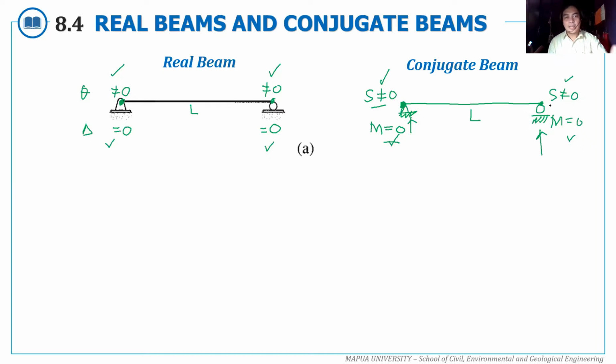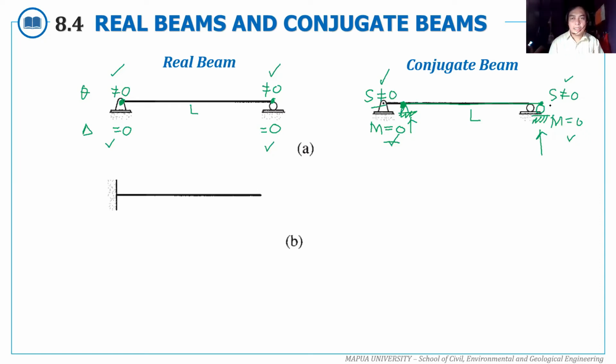So that means the real beam was given. Out of that real beam given, I come up with its equivalent conjugate beam. So basically to sum it up, kapag simple beam ang real beam mo, ang corresponding conjugate beam niyan ay parehas lang, no? So basta simple beam, ang real beam at conjugate beam niya would be the same.